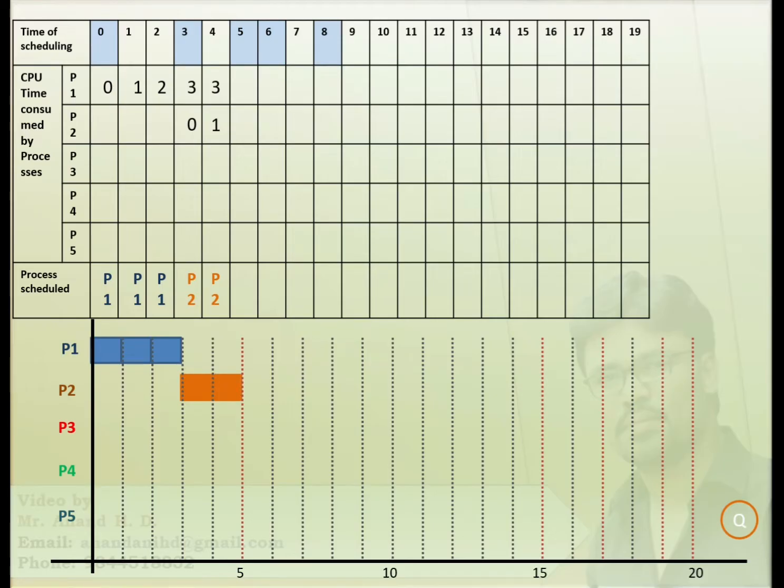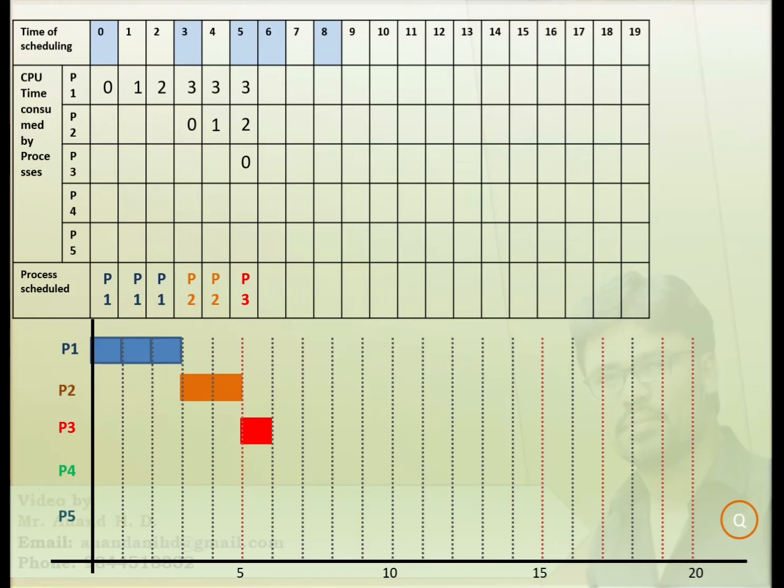At 5 time units, P2 has completed 2 time units of execution and there is a new process which is loaded into the memory, process P3, and P1 has completed 3 time units. At 5 time units there are 3 processes in the ready queue, process P1, P2, P3, and out of these 3 the least completed one is process P3, right? So P3 will be selected for execution and it is going to execute from 5 to 6 time units.